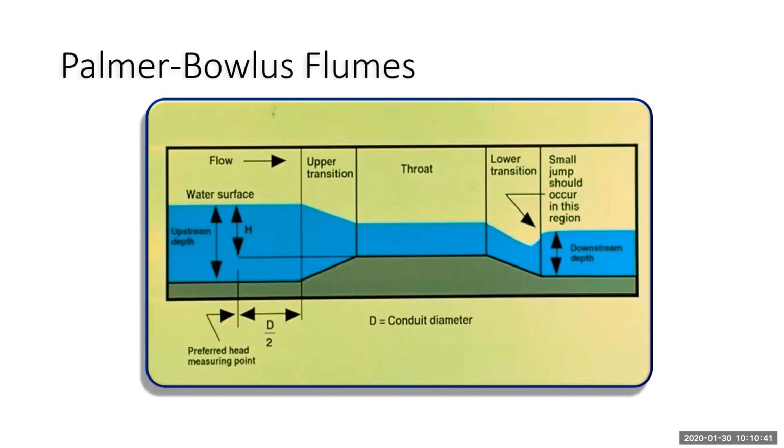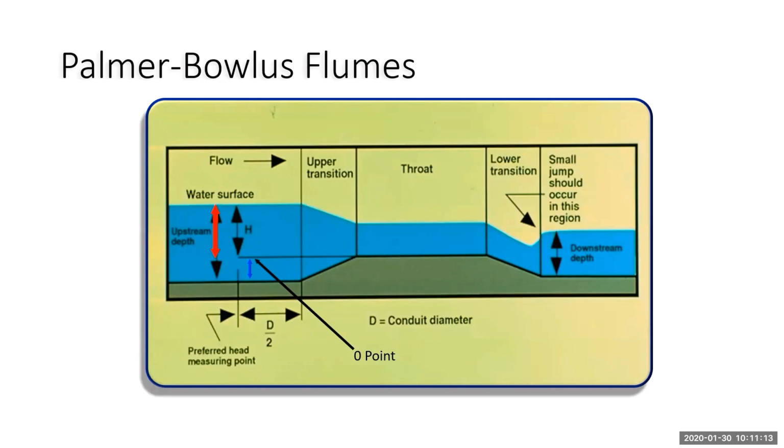Other types of flumes are the Palmer Bowlus flume. So this is a little bit different. The water goes through the flume. We're concerned about the water going over the top of the flume. But what makes this different is that it has that upper transition. And so we have the arrow pointing to the 0 point. So at the top of that upper transition is the 0 flow. So that's where we want to calibrate the level from the 0 point up to the water surface.